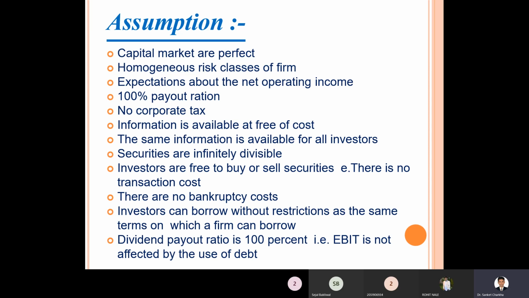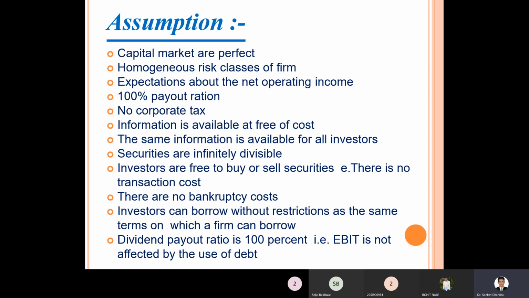Investors can borrow with restrictions on the same terms on which a firm can borrow. So there is no difference in rules, regulations and restrictions with respect to borrowing. The investors can borrow the same amount on the same terms on which a firm can borrow. So the same rule applies for a firm and for an individual investor.